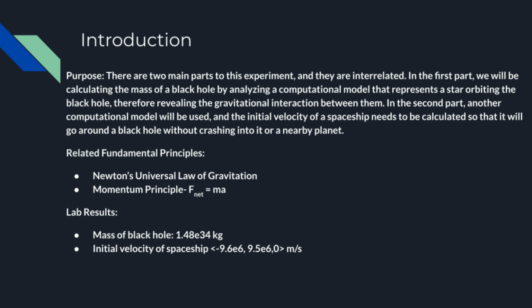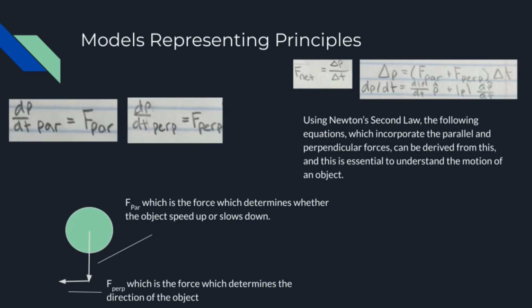For a brief overview of the lab results, the mass of the black hole was 1.48 times 10 to the power of 34, and the initial velocity of the spaceship was negative 9.6 times 10 to the power of 6 and 9.5 times 10 to the power of 6 meters per second. Here are some models representing the principles.